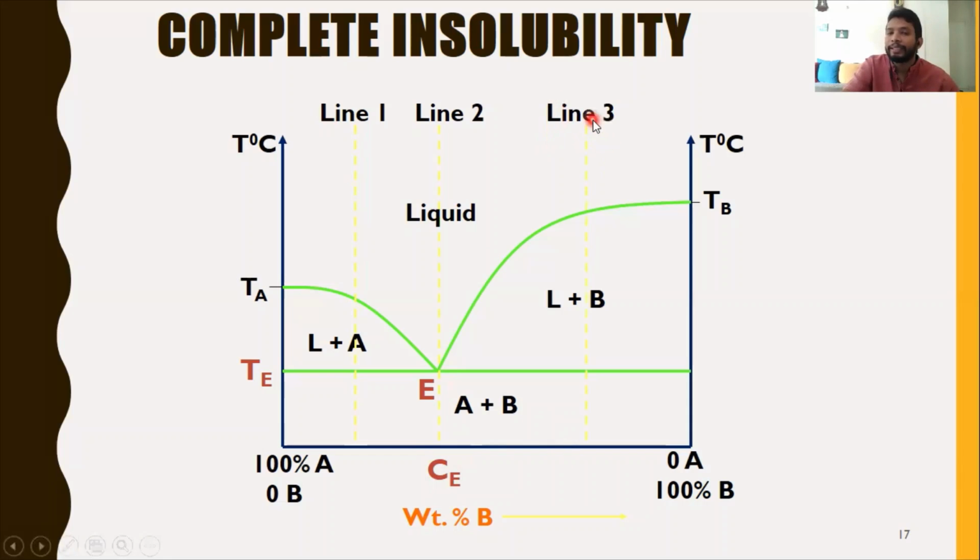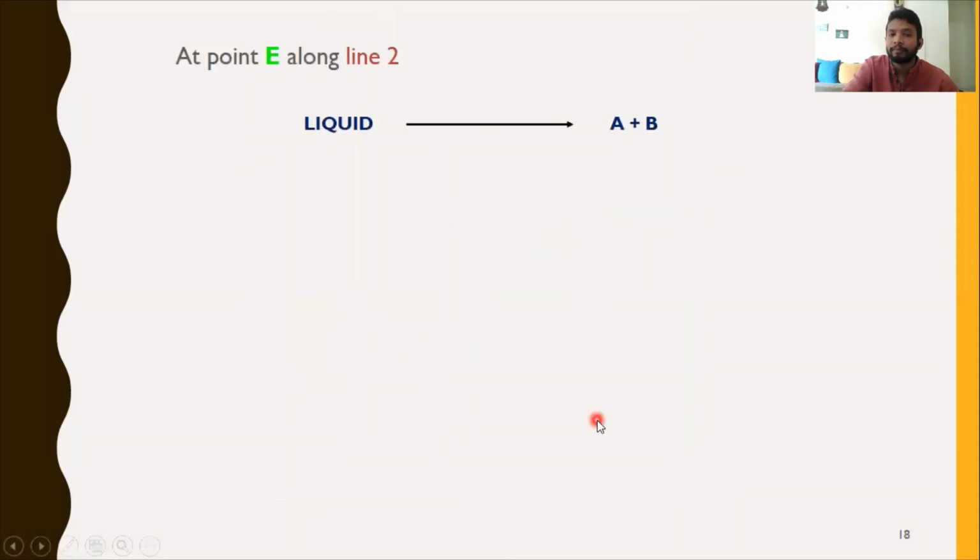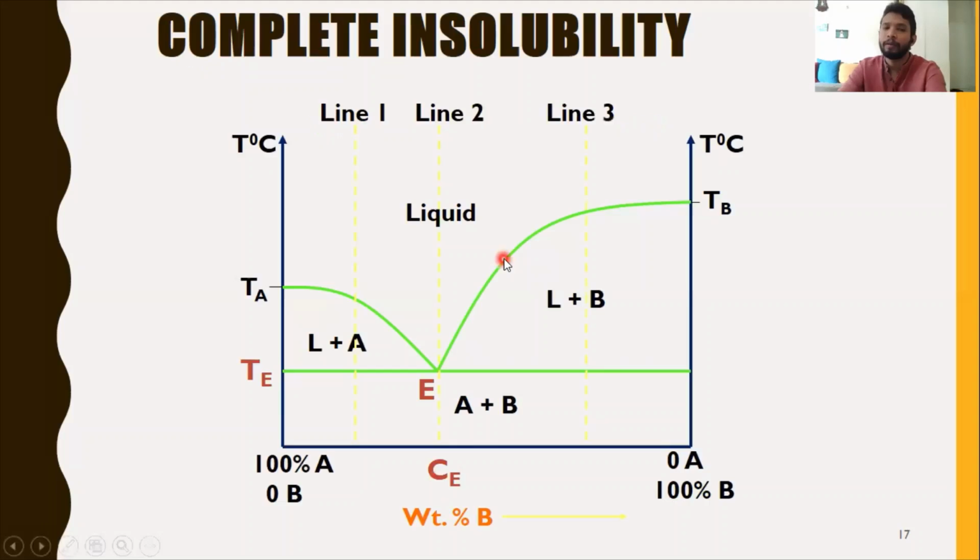When it comes to line 3, it is just like line 1 here. It will start as a liquid, but B solidifies first and then A and B. Right. Remember, in this section B is high, in this section A is high, because the composition of A and B on both sides is different.